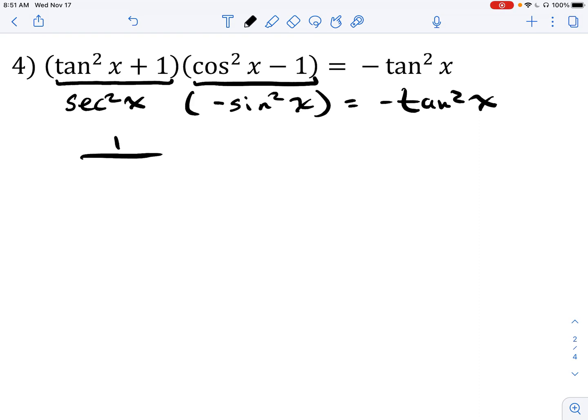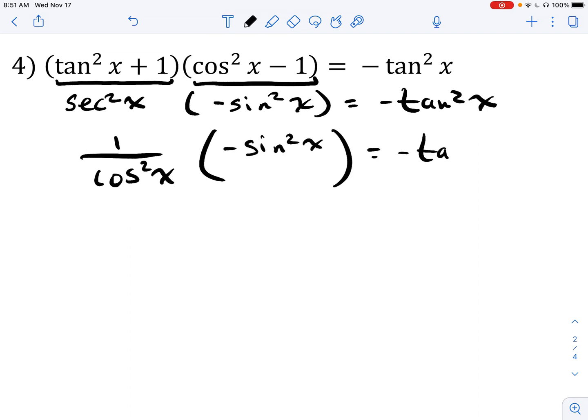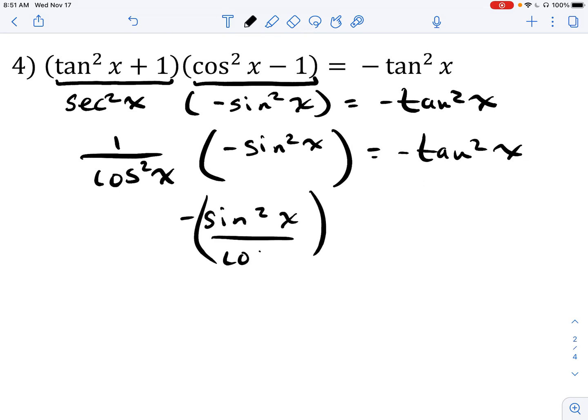This would be 1 over cosine squared x times negative sine squared x. And this is negative sine squared x all over cosine squared x. And using the quotient identity, we can say that this is equal to negative tangent squared x.